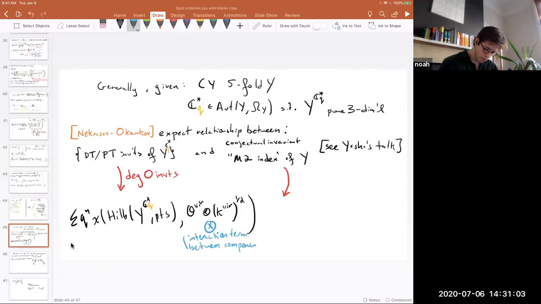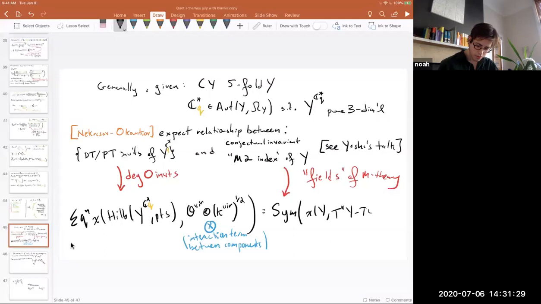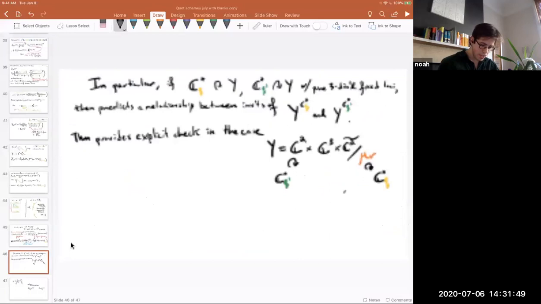And we saw that interaction term given by these AI. And on the other side, one's extracting what I believe are called the fields of M theory. So there are no membranes, just fields. And this should be given by some symmetric product. So again, one takes the Euler characteristic of the cotangent bundle minus the tangent bundle over this fivefold and extracts the Q moving piece. And so in particular, if I have two different tori that act on my Y with pure three-dimensional fixed loci, then I predict some explicit relationship between the invariants of the fixed locus with respect to one of these tori and the fixed locus with respect to another.